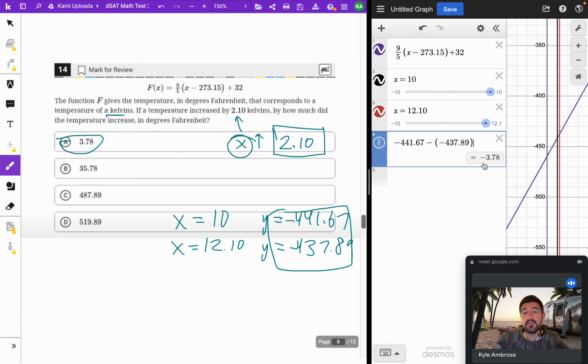There are other ways that you could do it as well, but that might be quickest for most people. They tell me what the temperature has to increase by, so why don't I just pick my own x values, my own temperatures, and make sure they're different by 2.10, and then put them in Desmos and see what the values become.